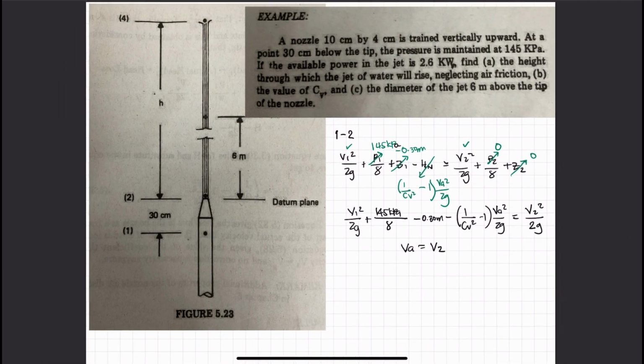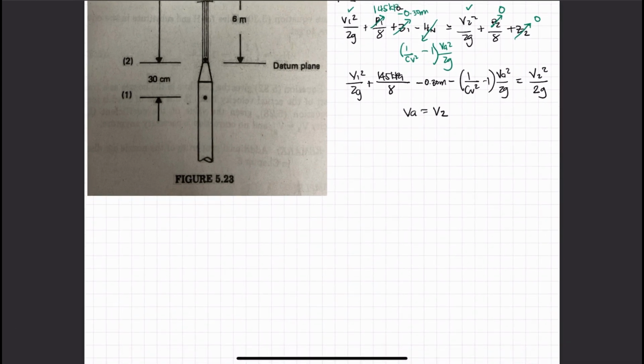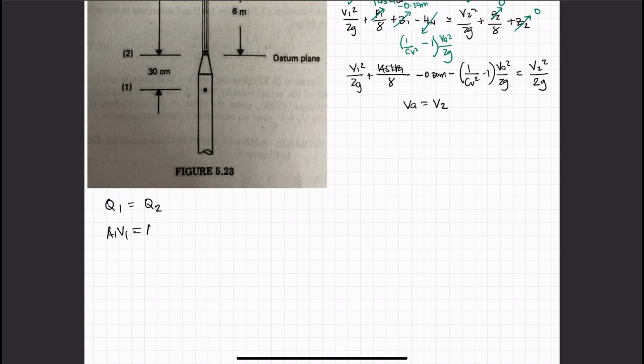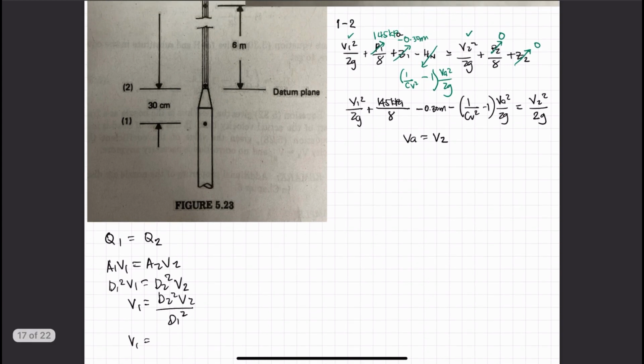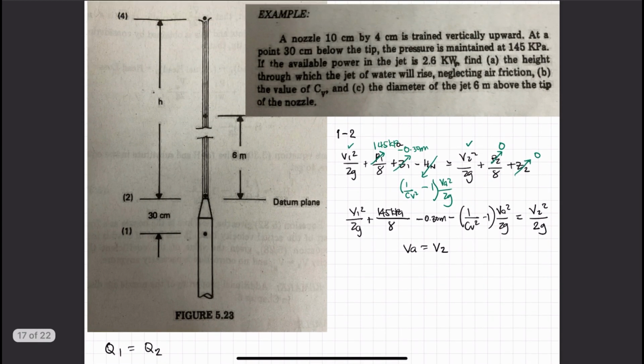Alam naman natin that yung Q sa point 1 is equal sa Q sa point 2. So, dito tayo sa baba mag-focus. Q1 is equal to Q2. So, that would mean that Q1 is A1 V1 is equal to A2 V2. Since parehas circular pipe yan, makakancel yung pi over 4. Ang matitira dyan is D1 squared V1 is equal to D2 squared V2. V1 is equal to D2 squared V2 over D1 squared. Ano sabi? 10 cm by 4 cm. So, 10 cm yung D1, 4 cm yung D2.